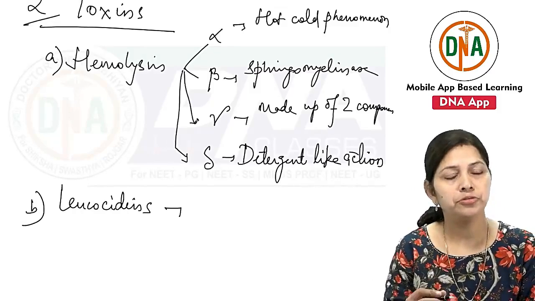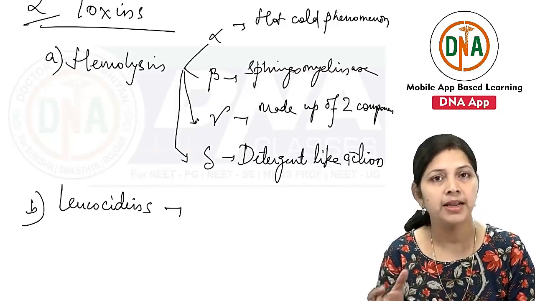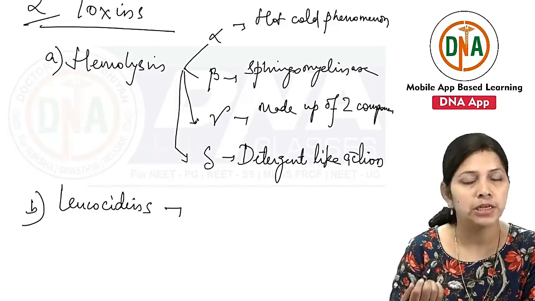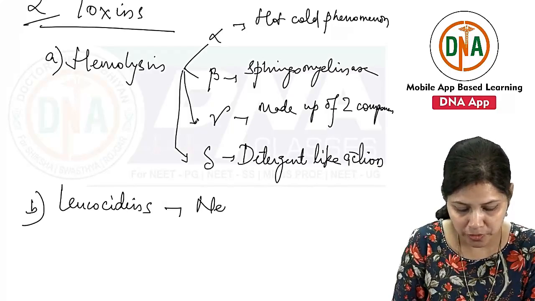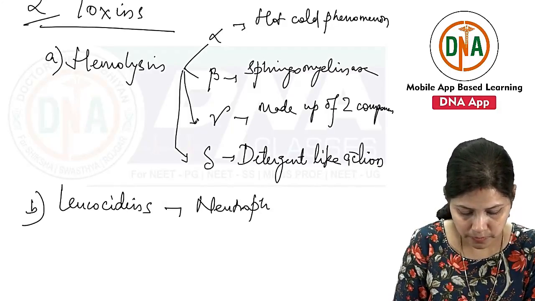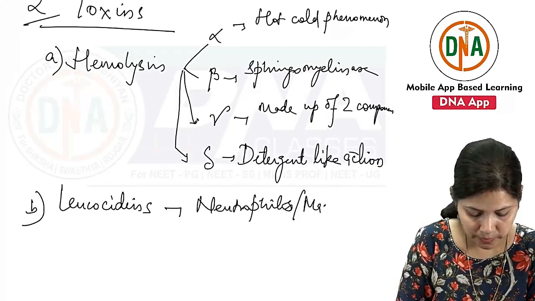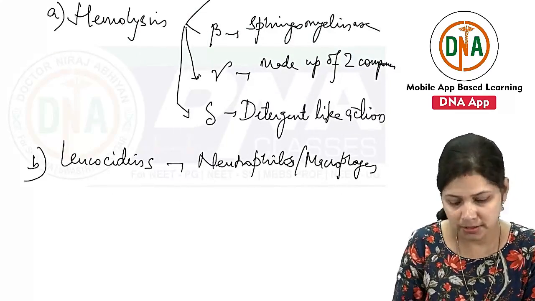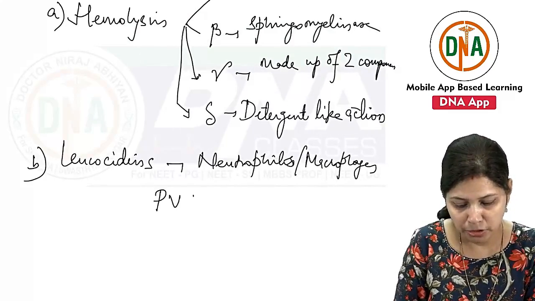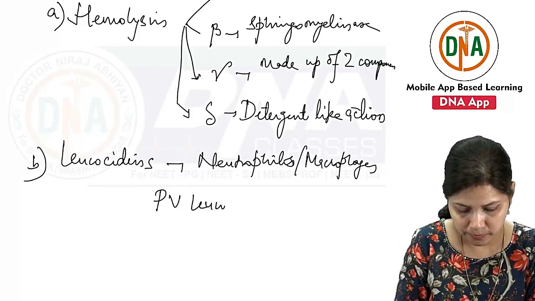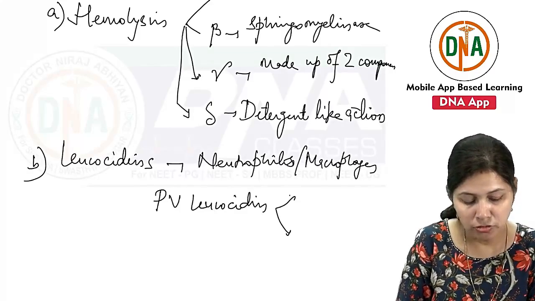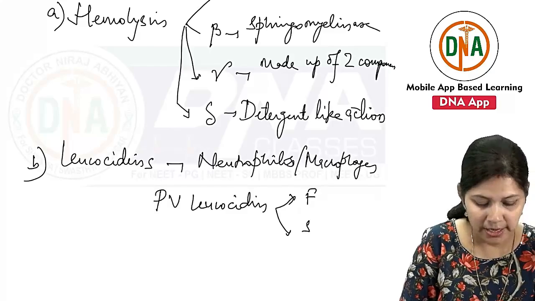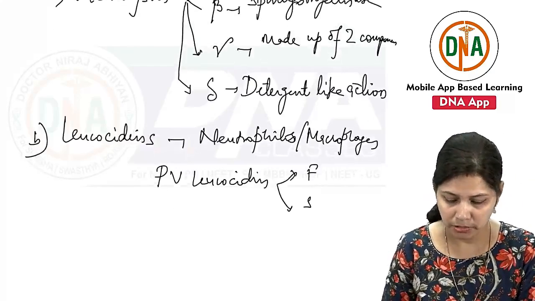And the most important leukocidins, as the name itself is implying, are responsible for the lysis of various phagocytic cells like the neutrophils and macrophages. The classical example is the Panton-Valentine leukocidin, and it is also a two-component toxin which is made up of two parts, F for fast acting and S for slow acting toxin.